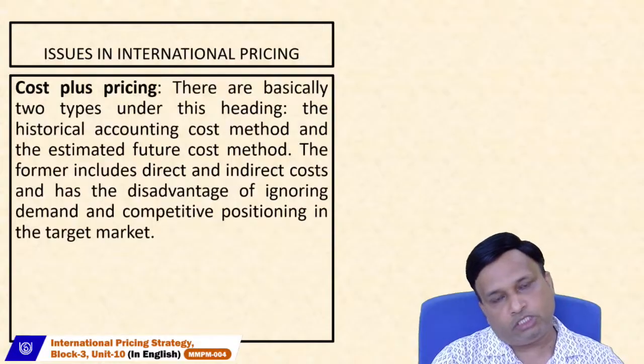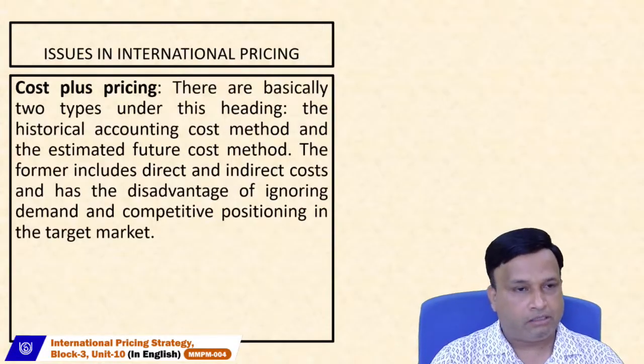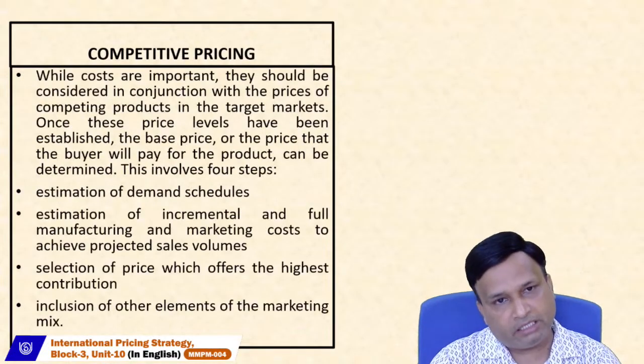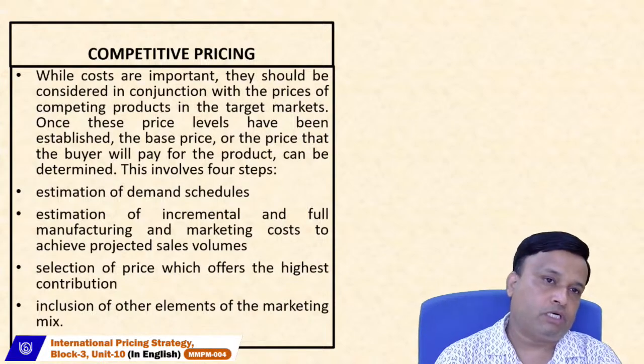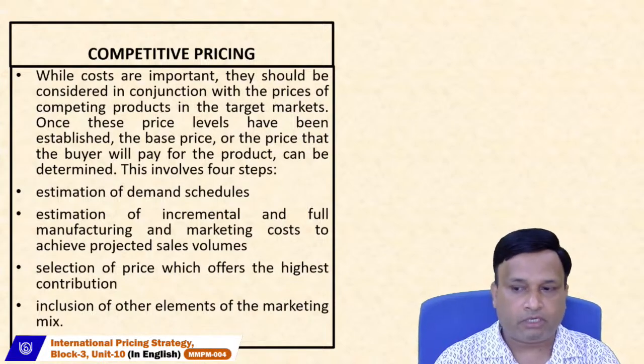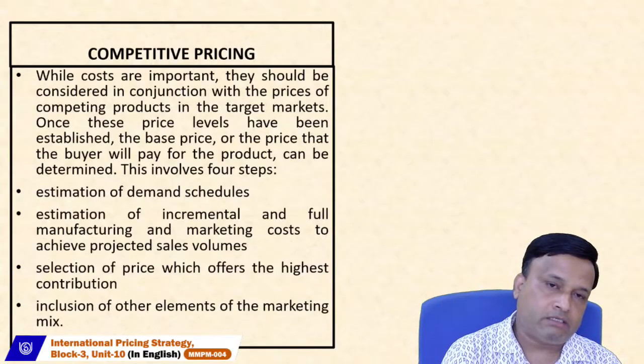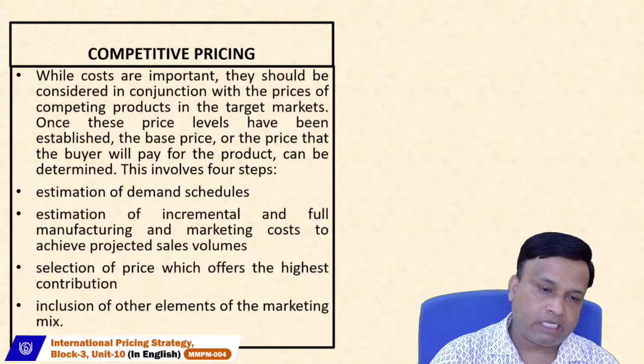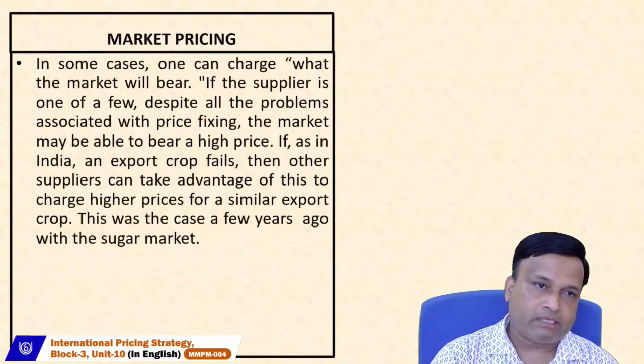Then you talk about the issues in international cost-plus pricing, with two types of handling: the historical accounting method, and the estimation of future costs involved. Then you talk about competitive pricing. In competitive pricing, you take into account the competitors, whatever they offer, and whether your price is up to the mark. That is the demand schedule, the estimations, the incrementals. That we talk about as market pricing.